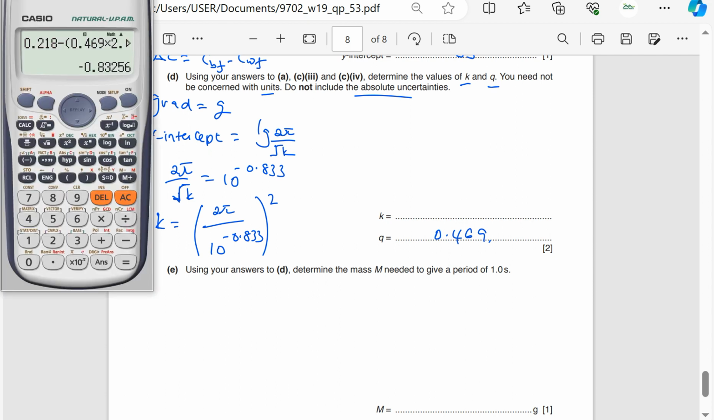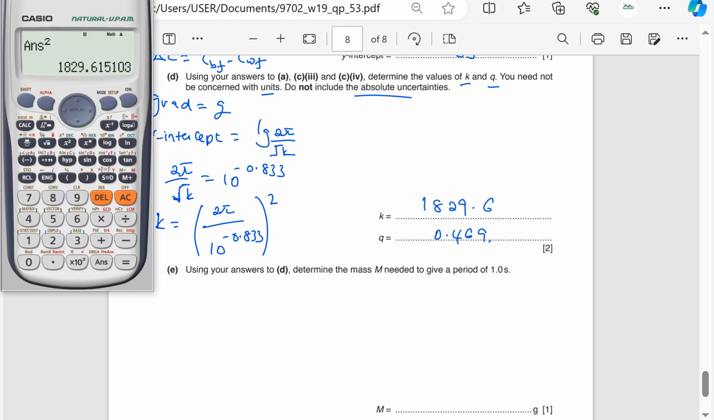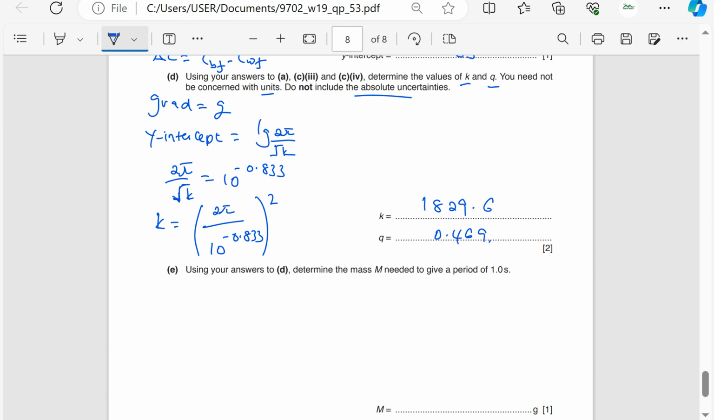So I'll now press the calculator. Shift antilog of negative 0.833. Then I have 2 pi divided by that answer, then squared. So it is going to be 1829.6. Okay, that is K. 1829.6.